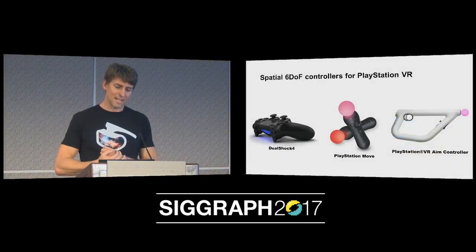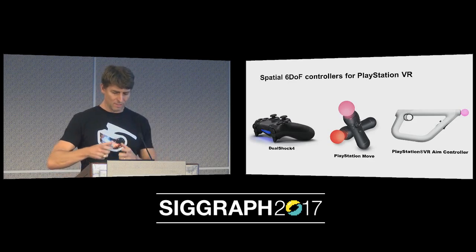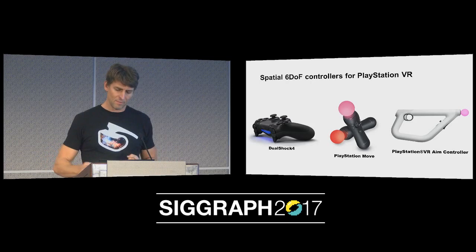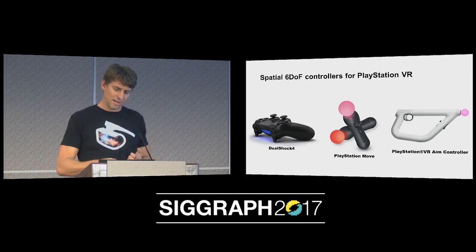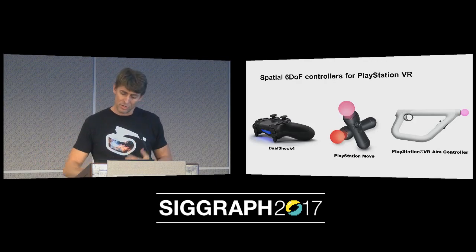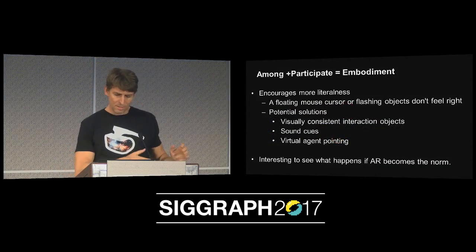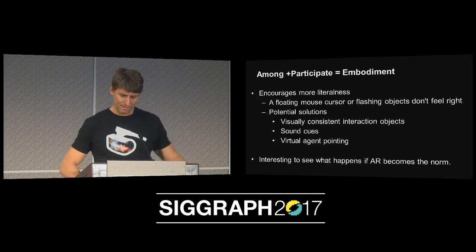So for PlayStation, we have 3 different 6DoF controllers. We have the DualShock, which is a 2-handed device. We have the PlayStation Move, which is bimanual controllers. And then we have the VR aim controller, which is a specific device which you can point, and it actually has analog sticks and things. But it's really good for a shooting situation in VR. But all of them are 6DoF and tracked by the same thing that tracks the headset.